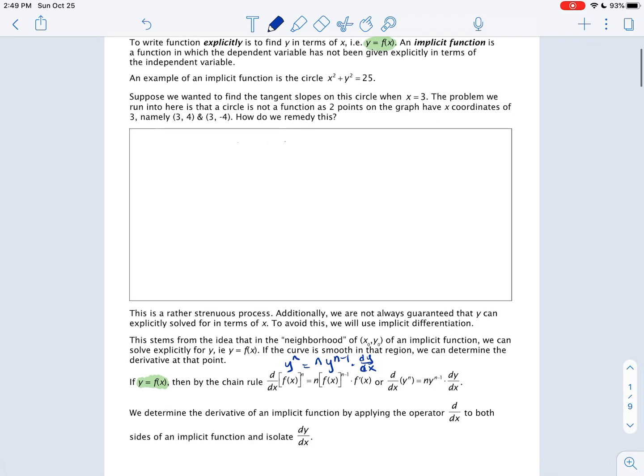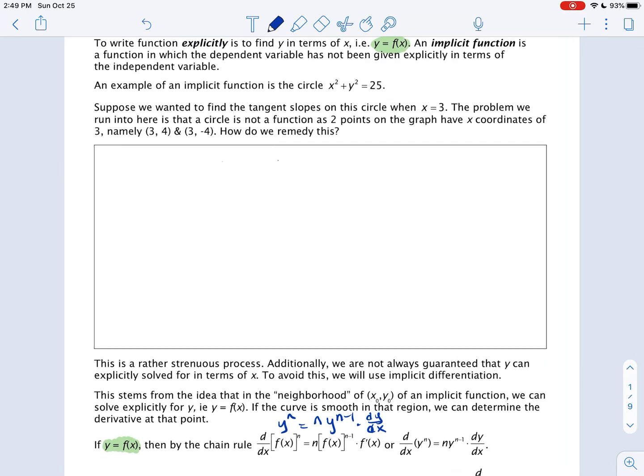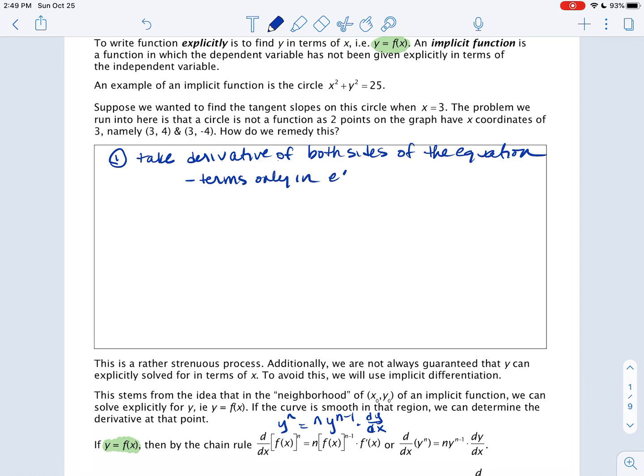Since we will have variable x in there, some of the basic ideas around taking implicit differentiation is step 1, take the derivative of both sides of the equation. And keep in mind that terms that contain only x take the derivative normally. So terms only in x get regular differentiation.